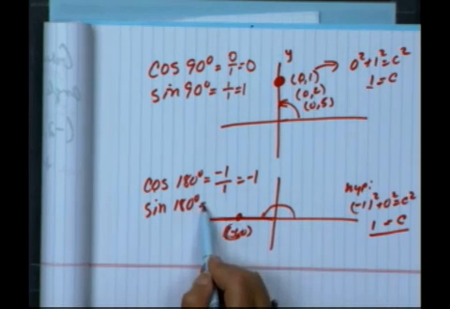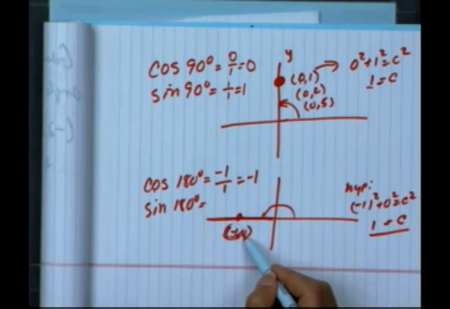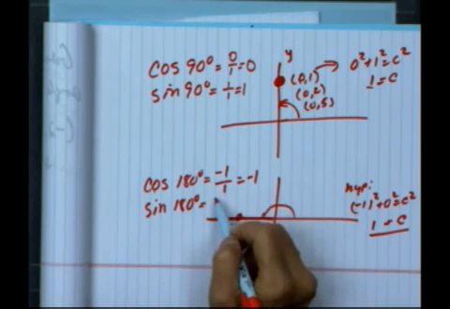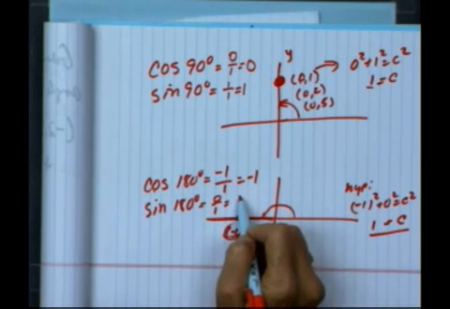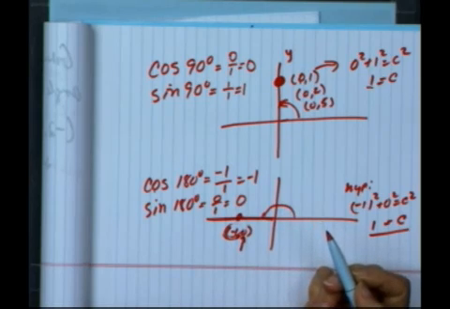What about the sine of 180? Sine, that's your y value. 0 over your hypotenuse, or 0. Is everybody getting it? Everybody got it?